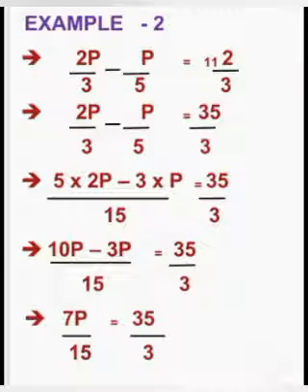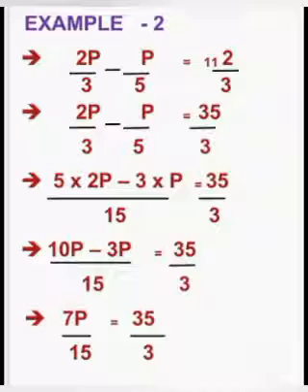Now let us move to the next example, children. Example 2: 2p by 3 minus p by 5 which is equal to 11 2 by 3. So children, they have given 11 2 by 3, which is a mixed number, isn't it? Now let us change this into an improper fraction. How? 3 into 11 is 33 plus 2 is 35 by 3. So you got here 2p by 3 minus p by 5 which is equal to 35 by 3.